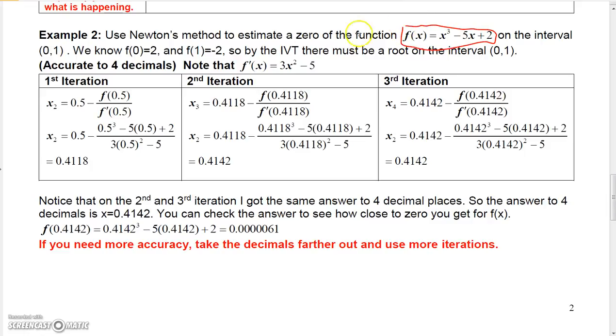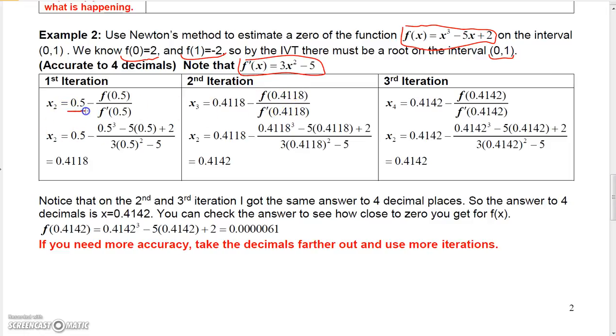Okay, let's do it one more time for this function, x cubed minus 5x plus 2, on the interval 0 to 1. First of all, if you evaluate the function at 0, you get 2. If you evaluate the function at 1, you get negative 2. So by the intermediate value theorem, there must be at least one root between 0 and 1. The derivative is 3x squared minus 5. So I'm going to start with halfway between 0 and 1, which is 0.5.